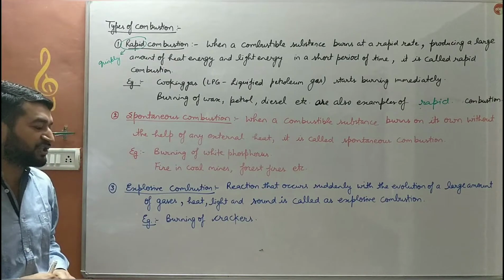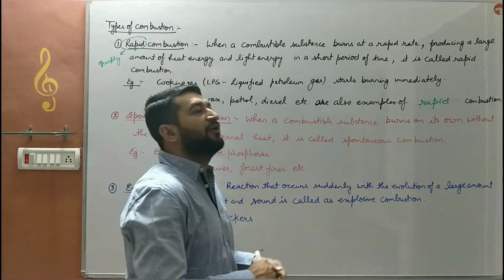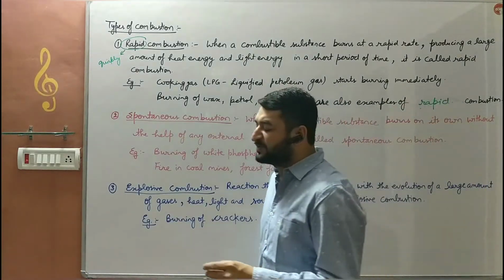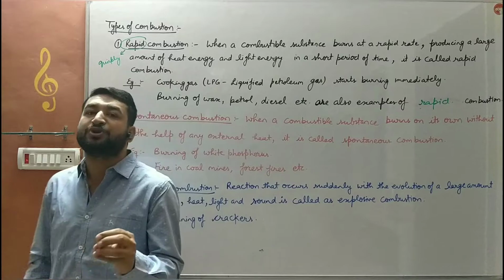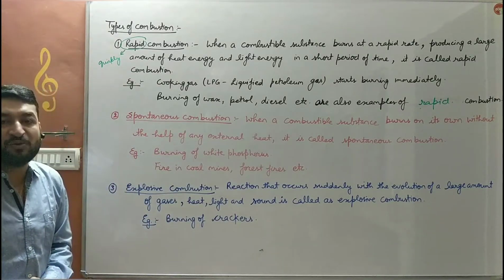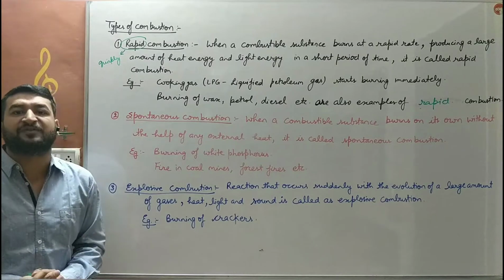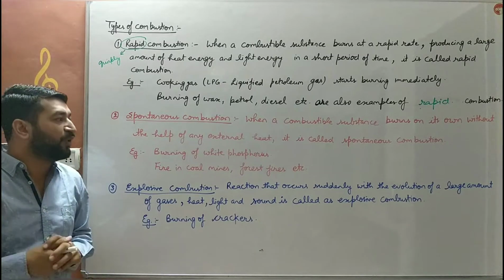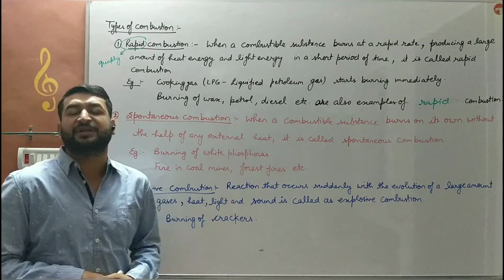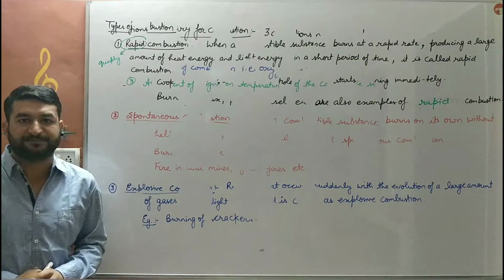And the last one is explosive combustion. The form of combustion in which a combustible substance burns to produce heat, light, and along with that, sound energy. That type of combustion is known as explosive combustion. The example of explosive combustion is burning of firecrackers.